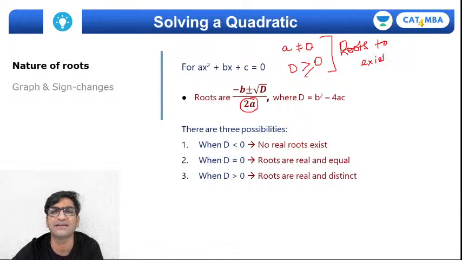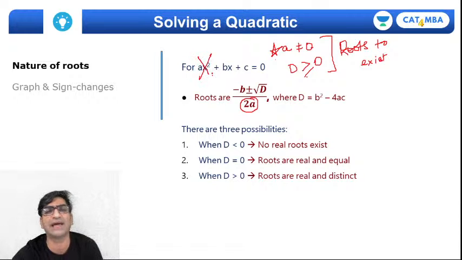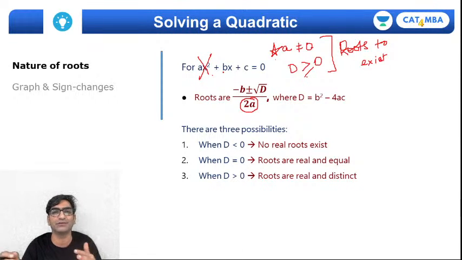To be frank, the first condition is kind of superfluous, because what happens if a is 0? You look at the original equation: if a is 0, then this term will vanish, which means what was a quadratic has actually become a linear equation. So that's kind of unreal.